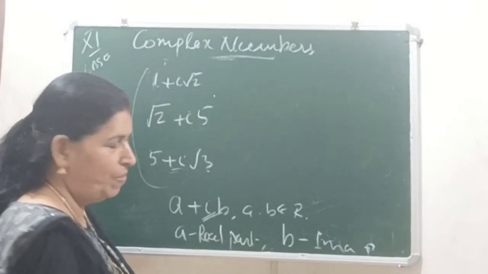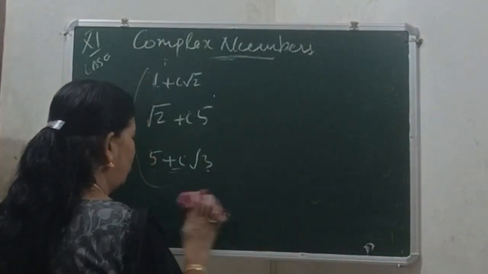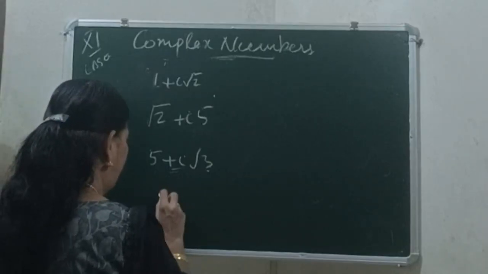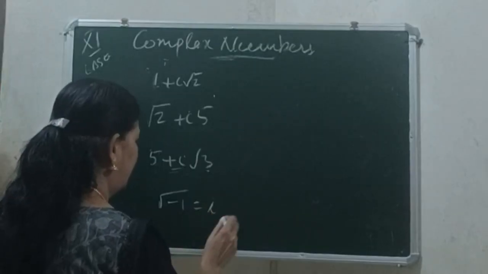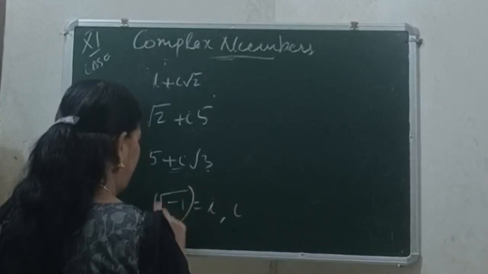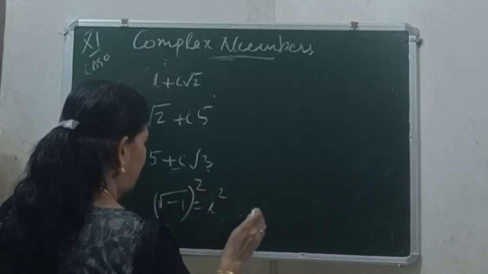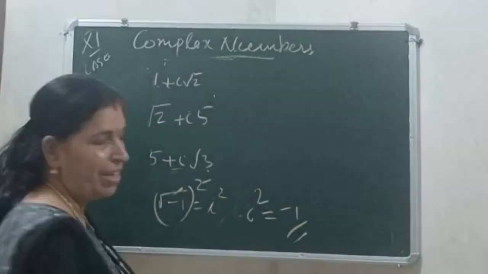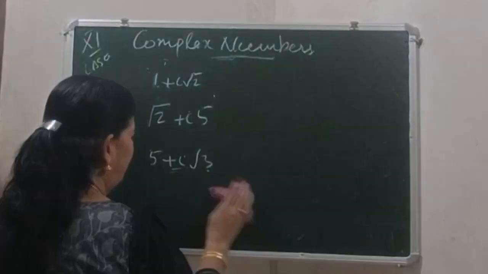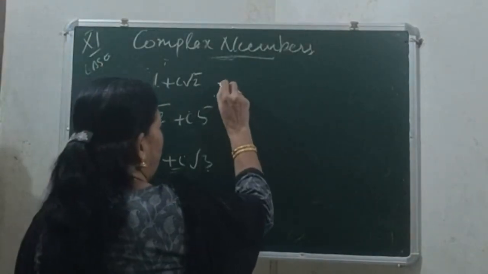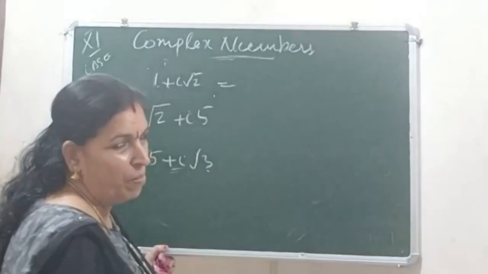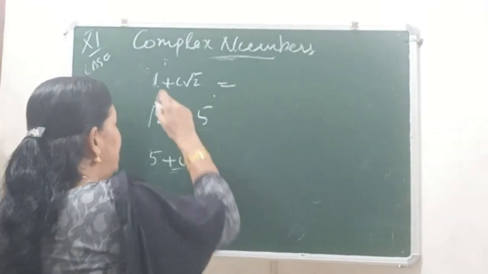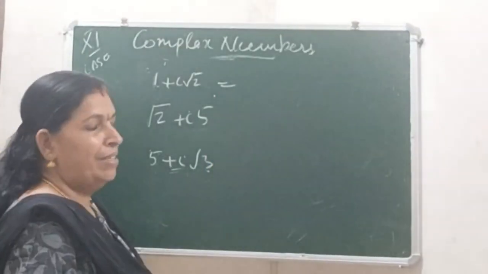The square root of a negative number is an imaginary number. Square root of -1 is i. That is, square root of -1 equals i. Squaring both sides, we get i square. We understand the value of i square, and the square root also cancels out. Here there are two parts in a complex number: a number of the form a plus ib, where a and b are real numbers, a is the real part and b is the imaginary part.